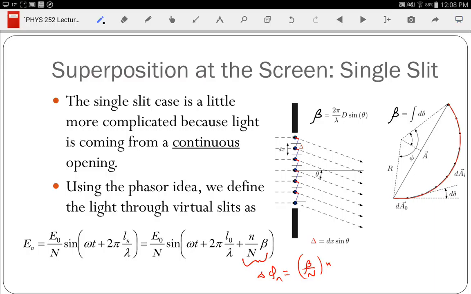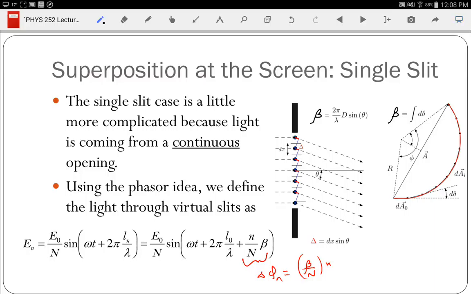So how do we do that? First, we break the slit up into an infinite number of tiny slits. So we break it up into a capital N number of slits. The total slit size varies depending on which picture I put up. On this picture, it's a capital D. On the next picture, it's a lowercase a. Different sources use different symbols.